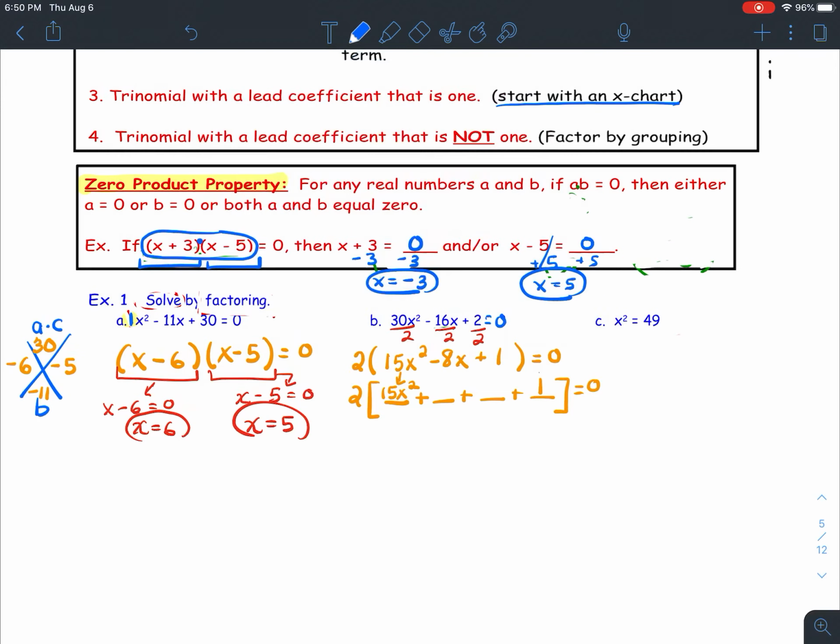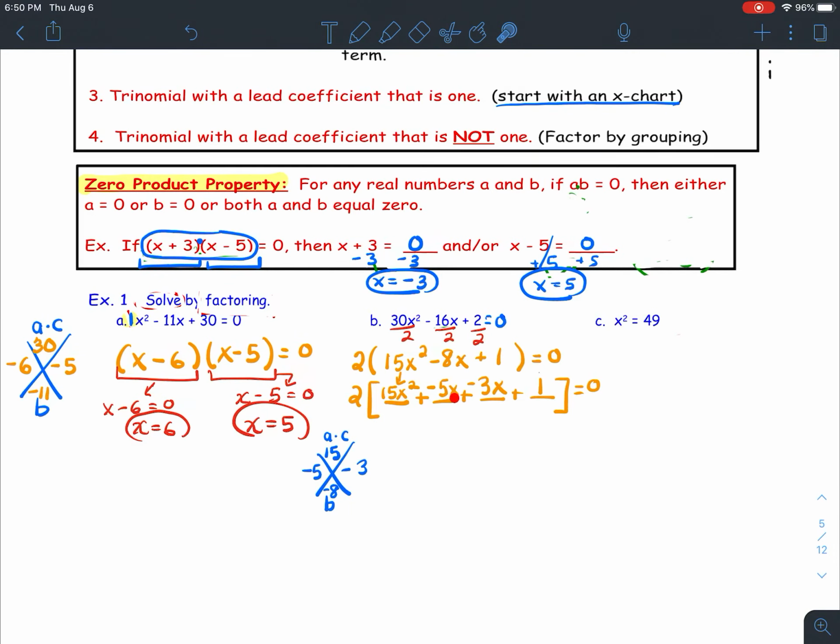Okay, if you remember, the first term goes on the first blank. The last term goes on the last blank, and then off to the side, we make one of those X puzzles, or X chart. Okay. We're supposed to take A times C, that'd be 15, that goes in the top, and then the B value, that goes in the bottom, negative 8. Okay. We need 2 numbers that multiply to be positive 15, but that add to be negative 8. And those 2 numbers would be negative 5 and negative 3.